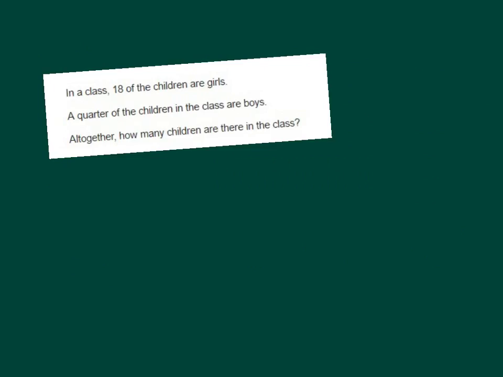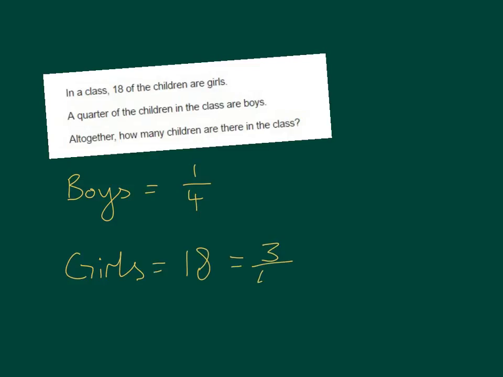Come on, let's go for another one. Right, let's read it first. In a class, 18 of the children are girls. Right, so everybody else must be a boy. A quarter of the children in the class are boys. So I've got 18 girls and 1/4 of boys. Altogether, how many children are there in the class? Well, this is quite easy, because if the boys equal 1/4 and the girls equal 18, well, that must be 3/4.